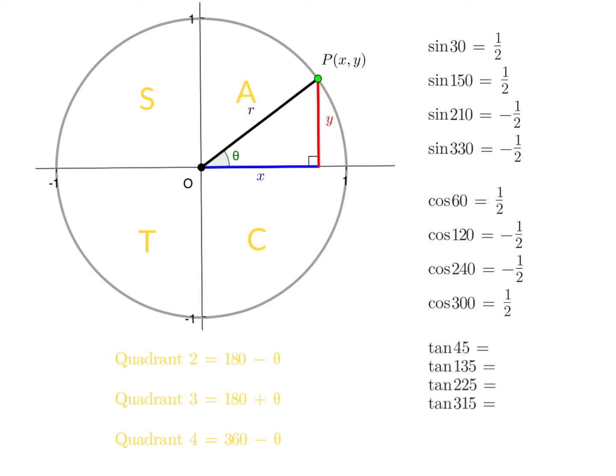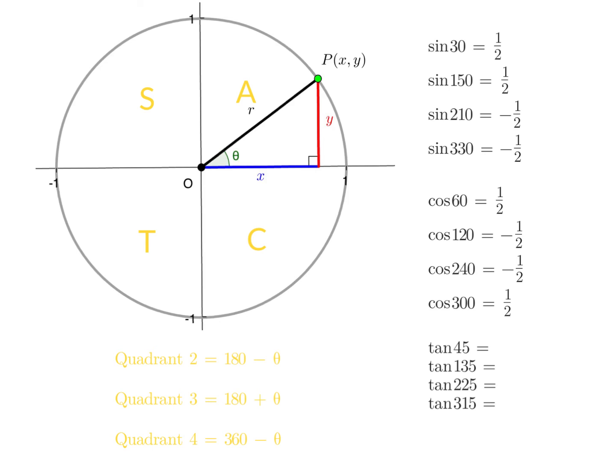Let's look at the cos ratios. So cos 60 is a half, 120 is minus a half, 240 is minus a half, and 300 is positive a half. Once again, 60 is in the first quadrant. All trigs are positive. 120 is in the second quadrant. Only sine is positive, so cos is negative. 240 is in the third quadrant. Only tan is positive, so cos is negative. And 300 is in the fourth quadrant, and cos is positive in the fourth quadrant.